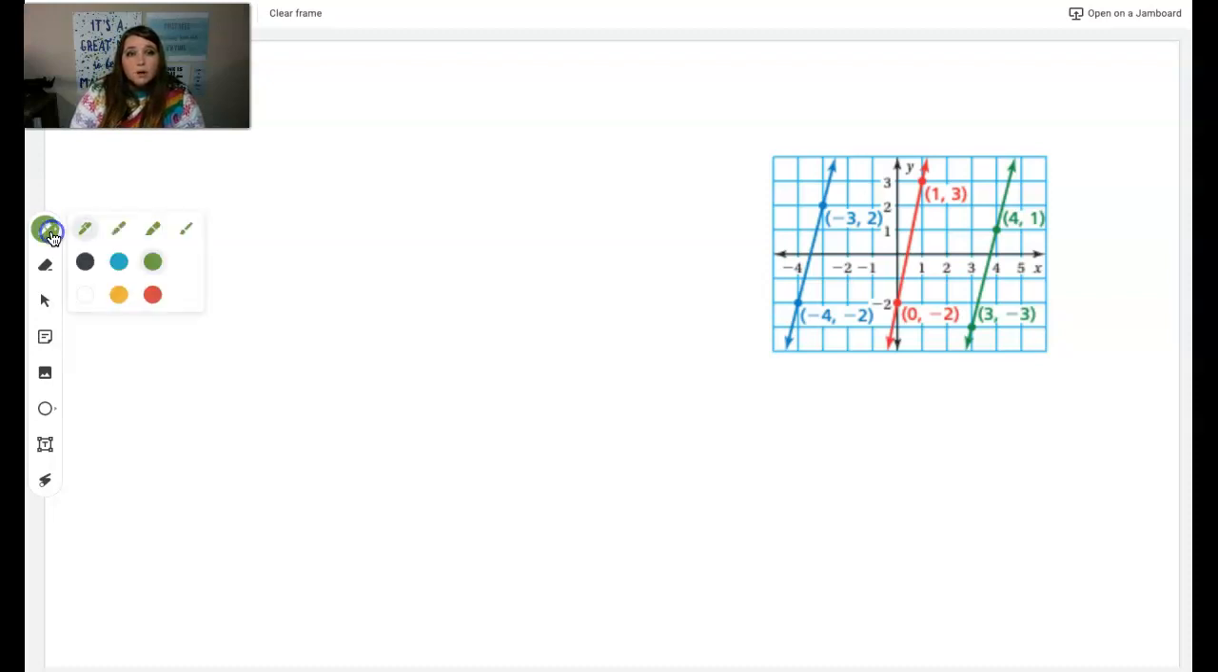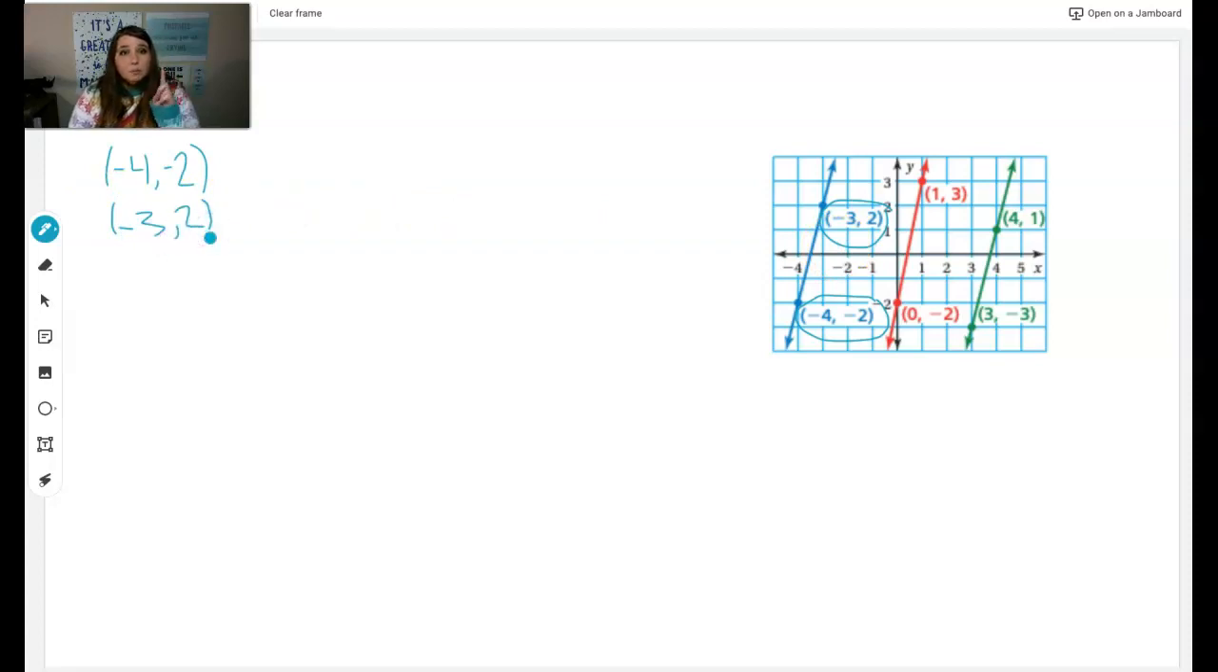We are going to start with the blue line and take our different ordered pairs. Remember, as you climb the mountain, the first one we run into is going to be point number 1, and that is (-4, -2). Point 2 is (-3, 2). So there are points 1 and 2 of the blue line.